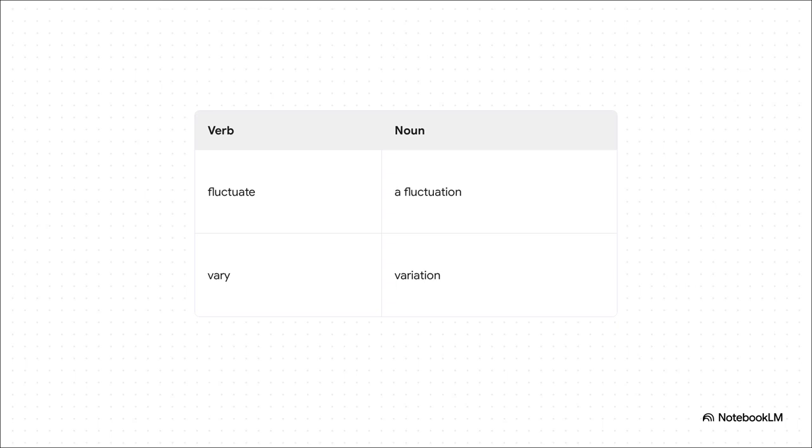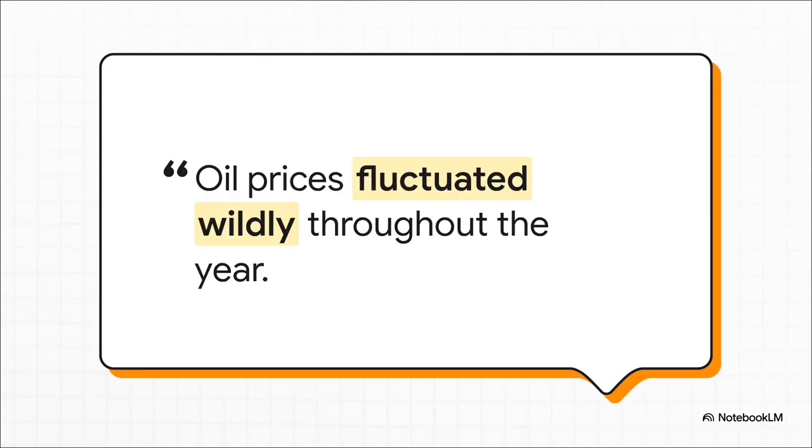But data isn't always so neat and tidy. What do you do when the line on the chart is just all over the place? Well, for that, we have words to describe that instability. Fluctuate and vary are absolutely perfect for telling the story of an unpredictable up and down trend. For example, you could say, oil prices fluctuated wildly. That one sentence just instantly communicates a story of volatility, of chaos and change. It perfectly captures the messiness in the data.